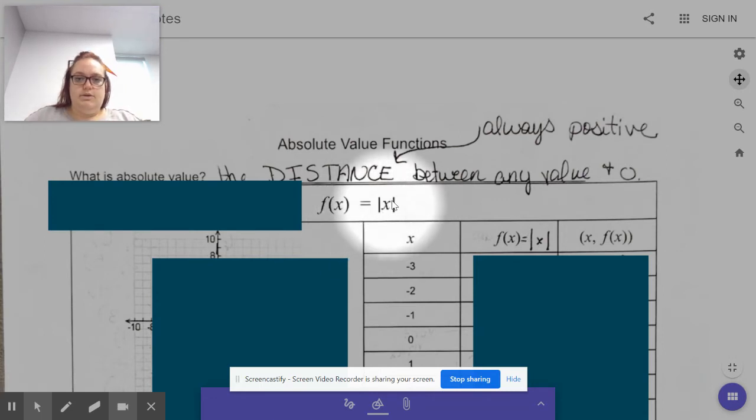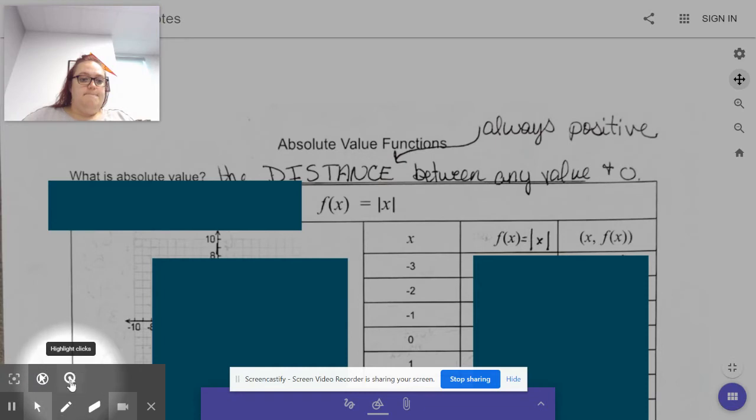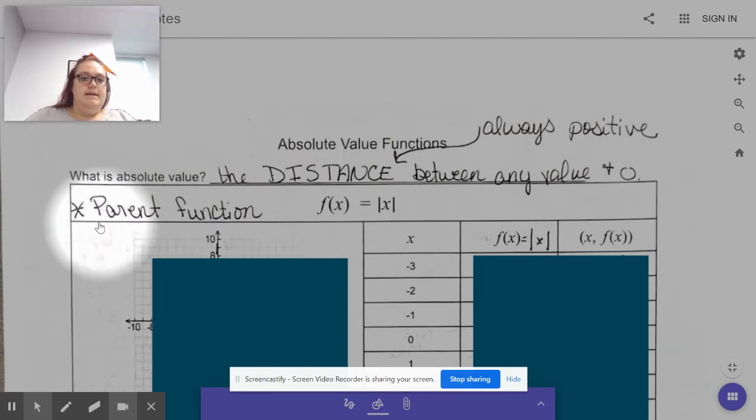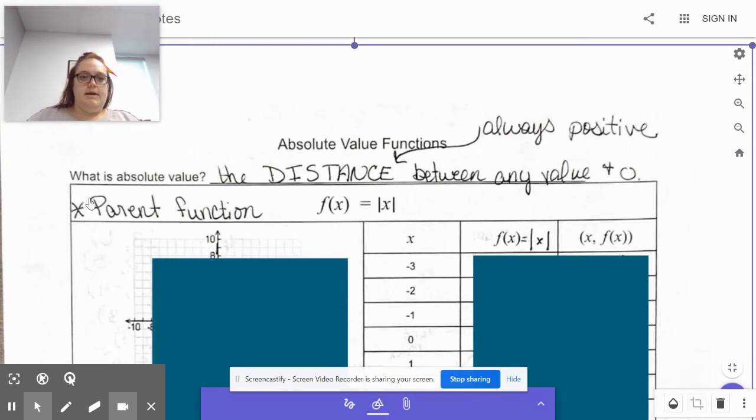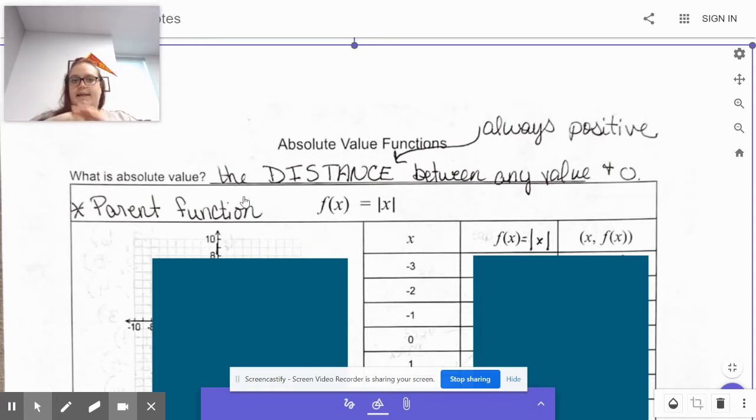That symbol, the two straight bars right there, that is absolute value. Now, this function, f of x equals the absolute value of x, this is the parent function. Now remember, a parent function is like the most basic of all the function families. So this is the most basic of our absolute value function.